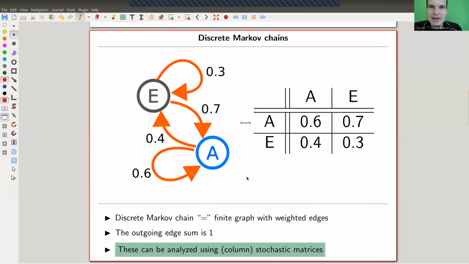It's related to this idea of Markov chains. And what is a Markov chain? A Markov chain is, let's say, a discrete Markov chain. I don't want to go into probability complications. So for me, it's just a graph. And the graph has weighted edges. Here's an example. And the weighting on the edges is such that the sum of the outgoing edges is always 1.